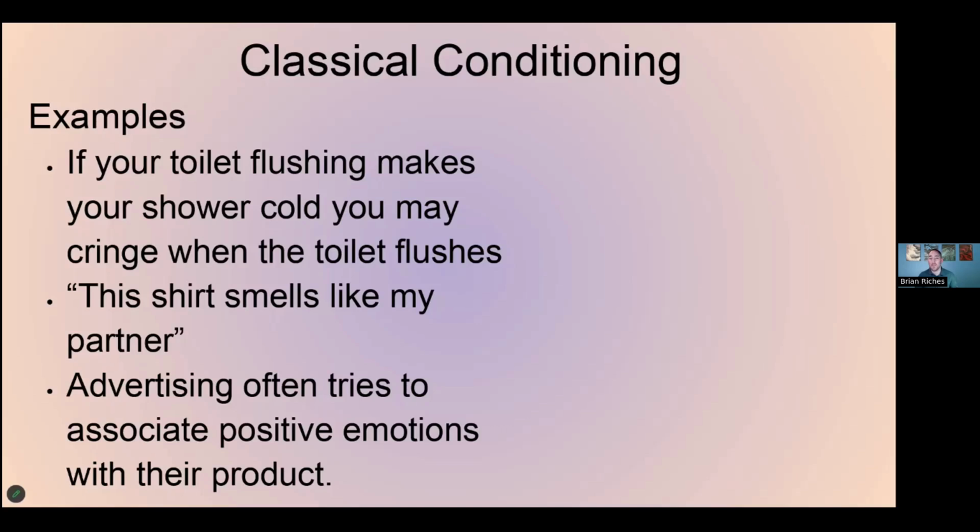If you've ever heard someone say something like, "This shirt smells like my partner," that is an association. You have learned a connection between those two things, the shirt and the partner. The other day, my child said, "Hey, this store smells like grandma's house." So they have an association between that smell and their grandma's house. Advertising also usually tries to associate positive emotions with their products.